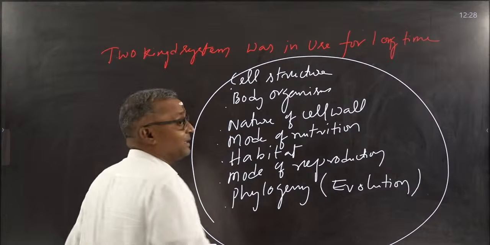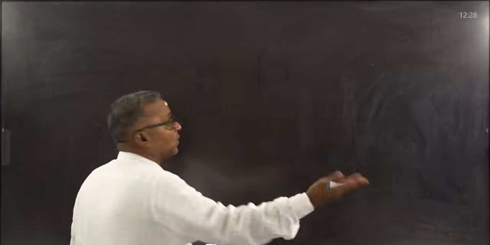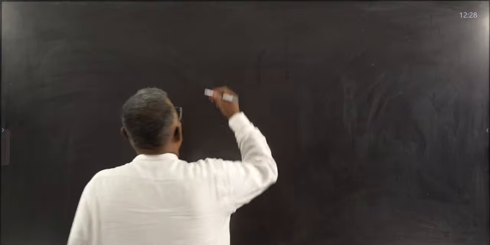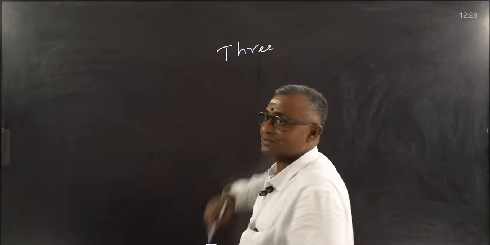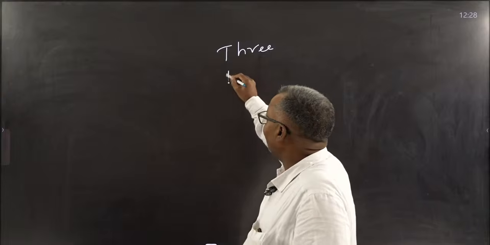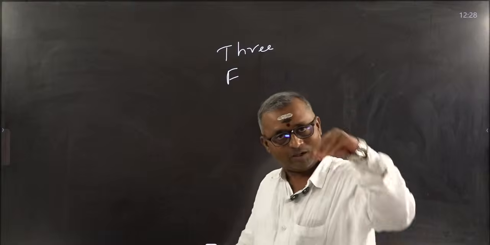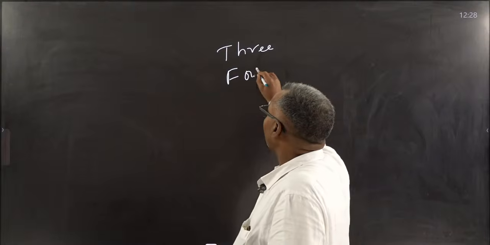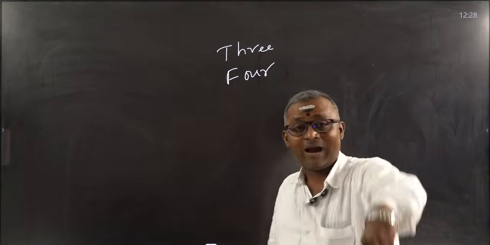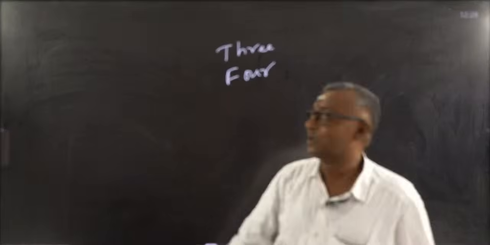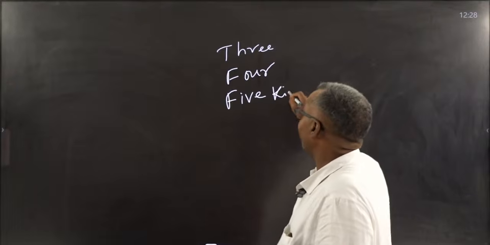Therefore, the classification system has undergone several changes in the course of time. As a result, after the two kingdom system, the three kingdom system came into existence. Then this three kingdom system was also found to be inadequate because it also has some demerits. Then the four kingdom system came into existence. Again, it has some demerits. So this was again replaced by the five kingdom system.